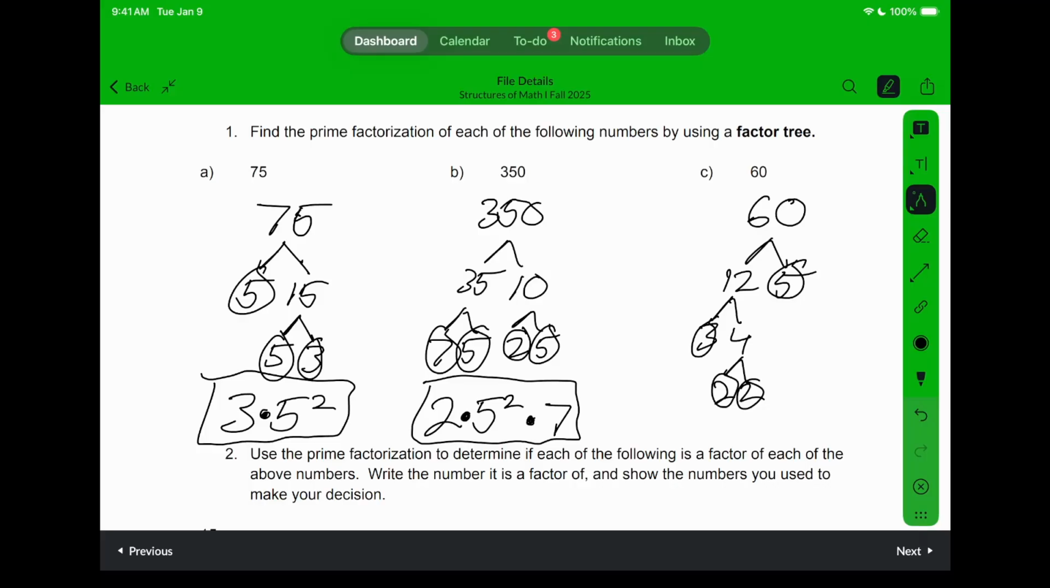But again, you can do any of these different ways to get to 60. Like 10 and 6. Break up 10, 2 and 5. Break up 6, 2 and 3. You still have two 2s, a 3, and a 5.